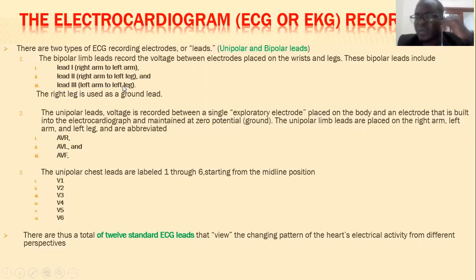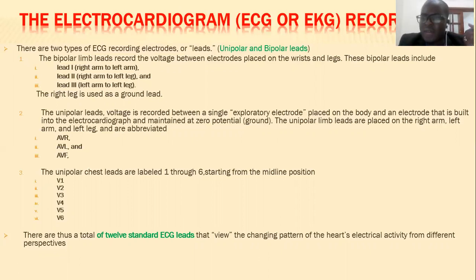So these are called bipolar leads. That's why you are connecting those 2 electrodes at 2 different parts of the body. So left arm and right arm, that is for lead 1.